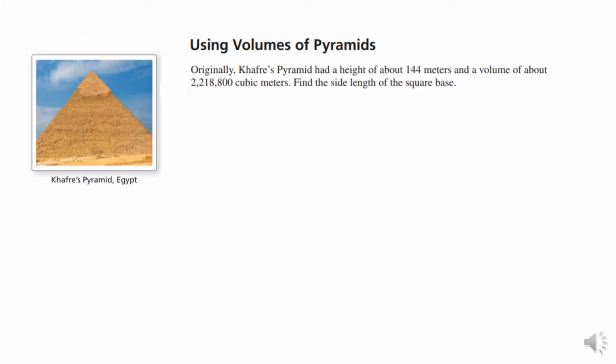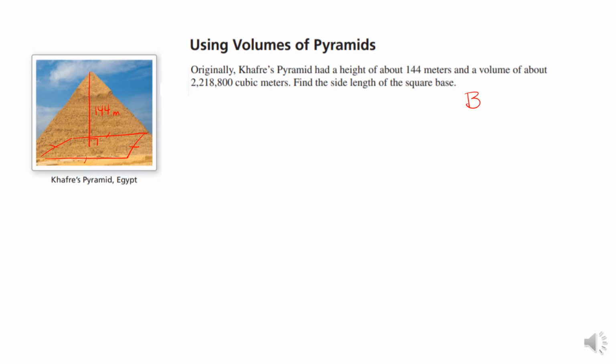So we're going to use the volume to find the side length of the square base of this pyramid. It says originally Khafre's pyramid had a height of 144 meters and a volume of about 2,218,800 cubic meters. Find the side length of the square base. So they told you right away that this was a square base, okay? And that the original height was 144 meters. Okay, we want to find this side length, one of those side lengths.